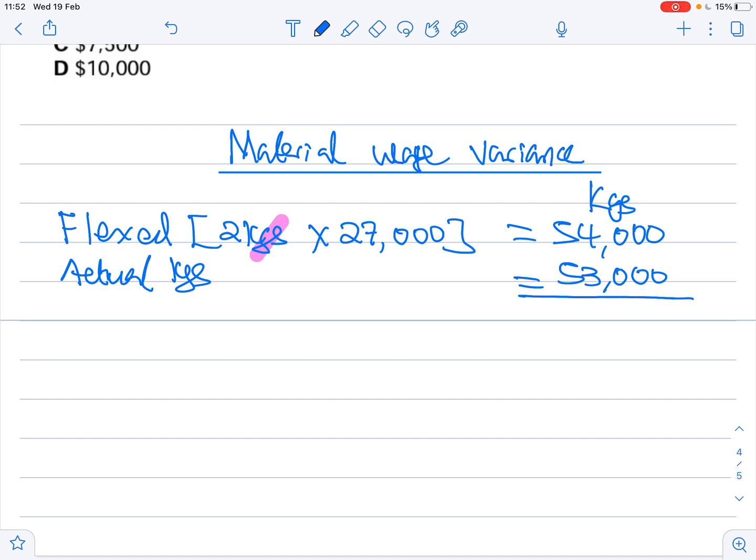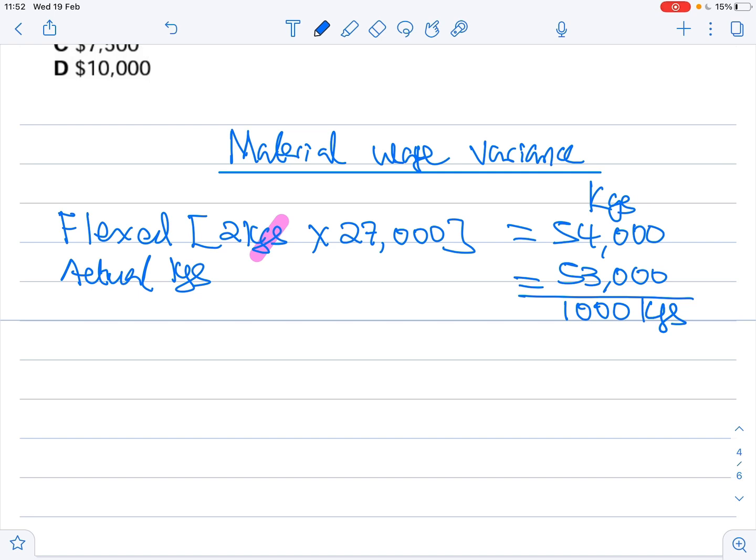the management expected them to use 54,000 kgs of the raw materials to produce 27,000 units. But tell you what, they produced those 27,000 units, making use of 53,000 kgs. So it means they have helped the company to save some materials. And then the quantity saved by the labor or the people in the production department is going to be 1,000. So 1,000 kgs of raw materials.